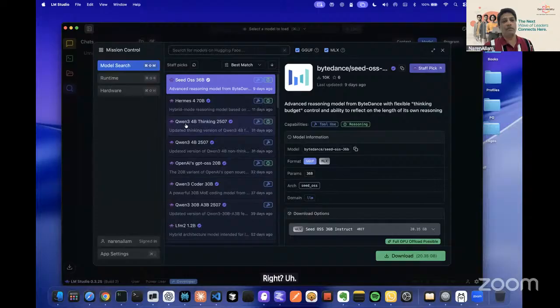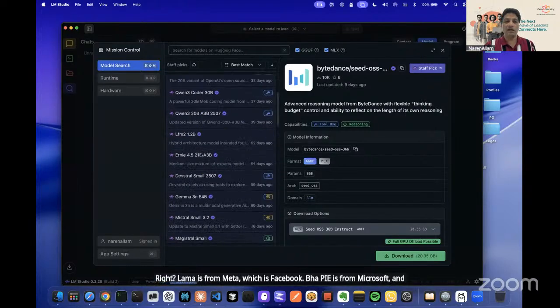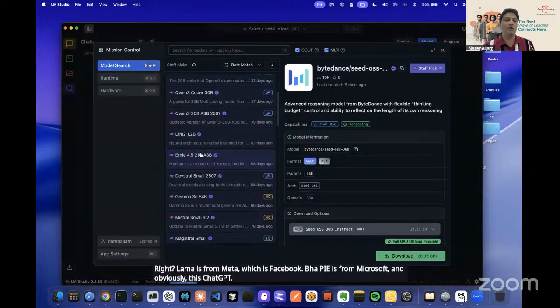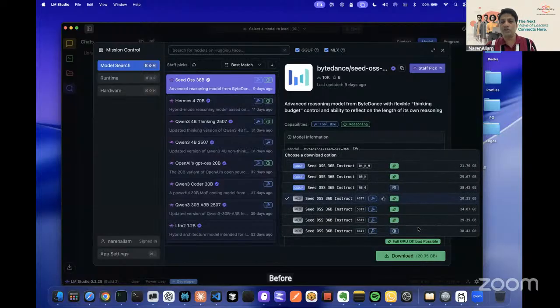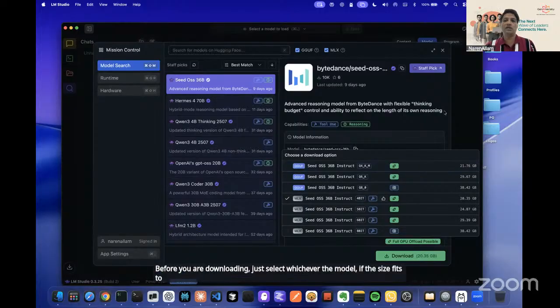Llama is from Meta, which is Facebook. Phi is from Microsoft, and GPT OSS is from OpenAI. So you can use all these models. You can select and download. Before you download, select whichever model; if the size fits your RAM, download that.